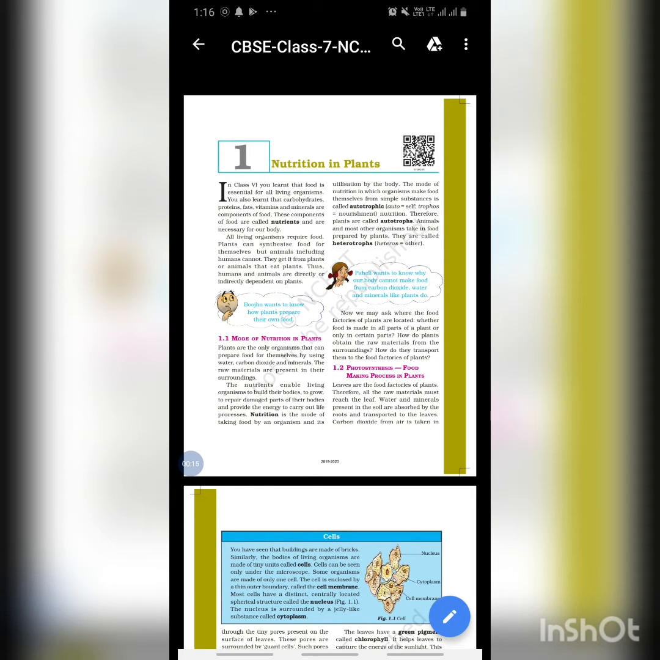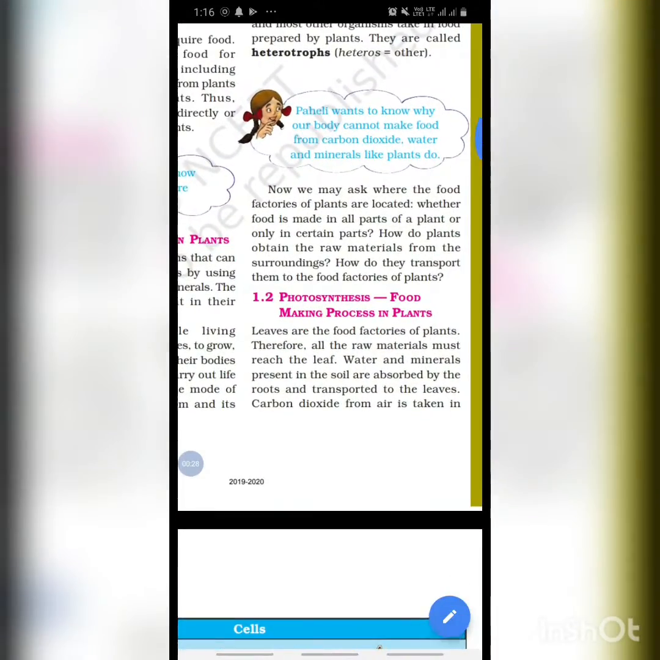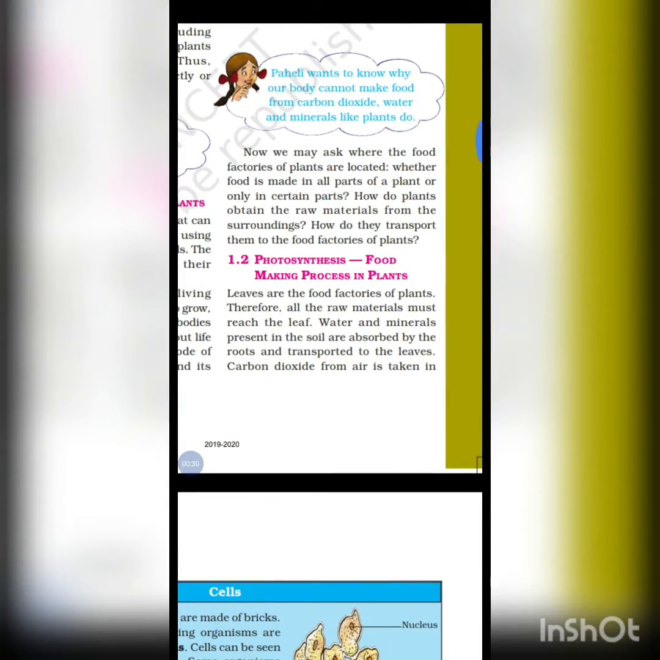Today we will continue with our chapter number 1, NCERT Science Class 7, Nutrition in Plants. Let's begin with the chapter. 1.2 Photosynthesis, Food Making Process in Plants. Leaves are the food factories of plants. Therefore, all the raw materials must reach the leaf.